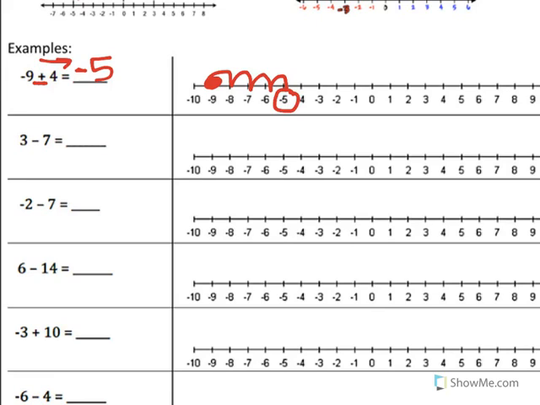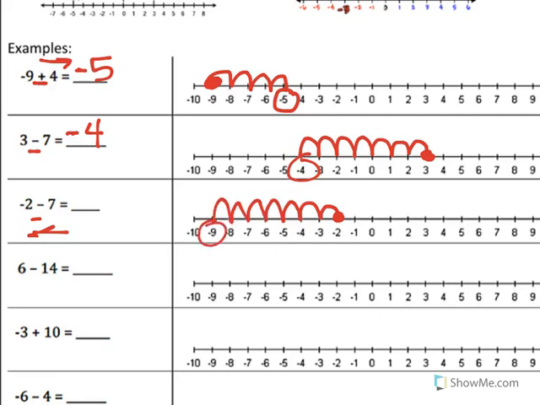Alright, so -9 plus 4 is -5. Alright, next example, I'm going to start on positive 3. And I'm going to move to the left because we have a -7. So I'm going to go 7 spaces to the left. So 1, 2, 3, 4, 5, 6, 7. And I end up at -4. Alright, here I'm at -2. Negative sign tells me I'm going to the left. So I'm going to go to the left 7 units. 1, 2, 3, 4, 5, 6, 7. And I stop at -9. So -2 minus 7 is -9.